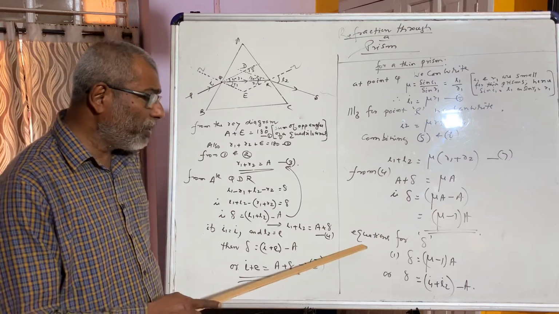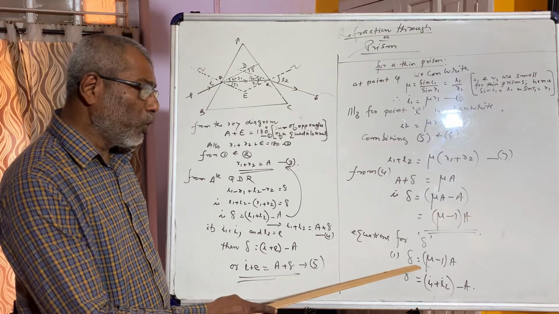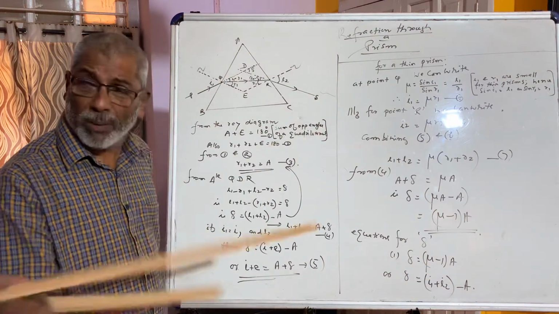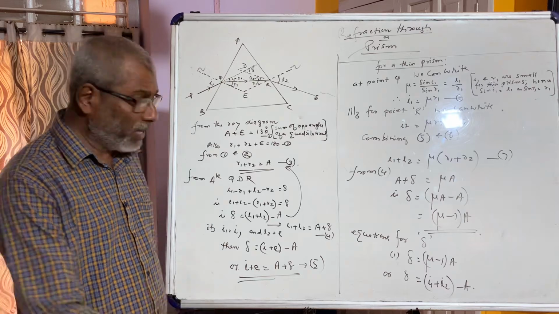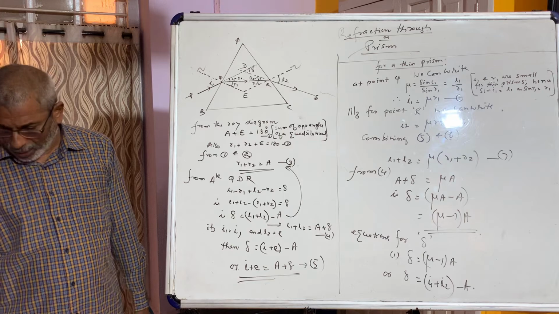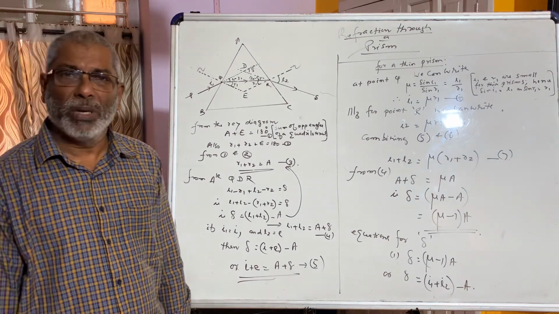So we have studied two equations for delta today. One, delta is equal to mu minus 1 into A, and also delta is equal to I1 plus I2 minus A. These two equations you have to remember forever, because using these equations we can do many simple numerical problems.